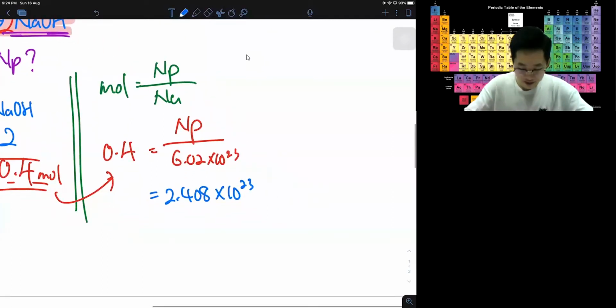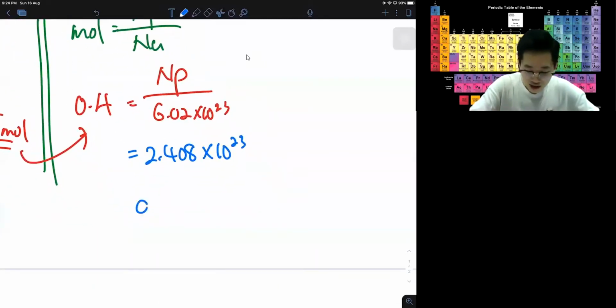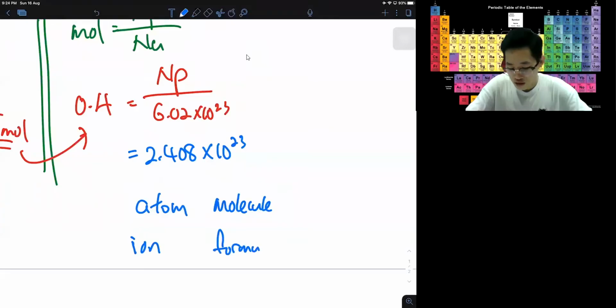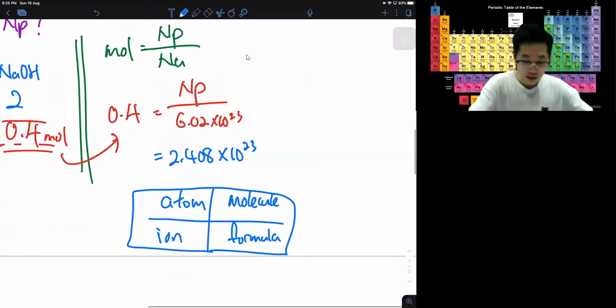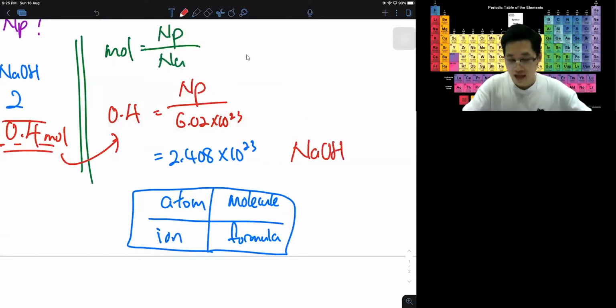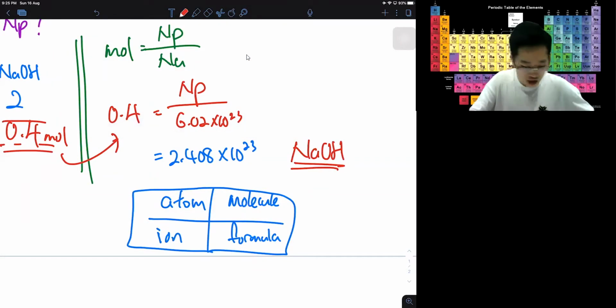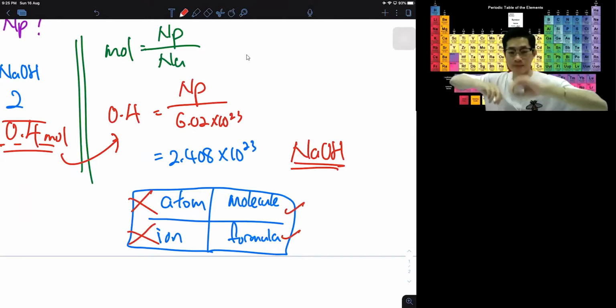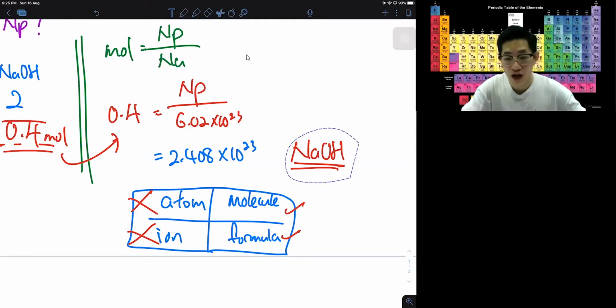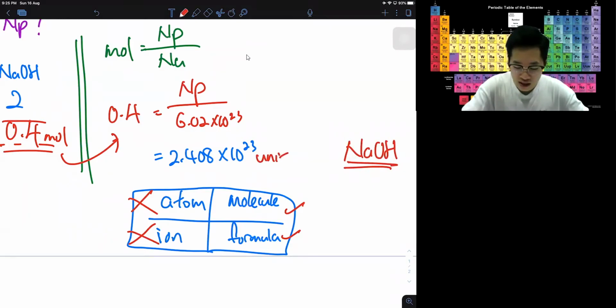Okay, with the formula, the unit can be atom, molecule, ion, formula unit. Which one? This is NaOH. NaOH is not atom, is not ion. It must be formula or molecule. So which one? Molecule or formula? Yes, formula, because they can form ion. So we will write units here.